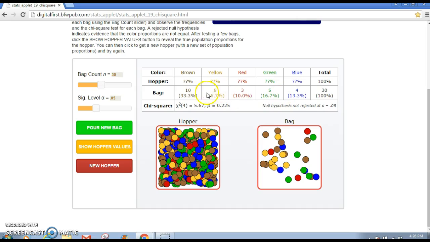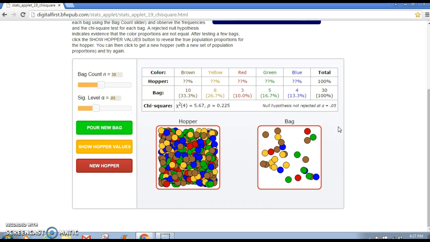Okay, so we have a little variation here, and the question really is, is this due to sampling variability, or is this due to the fact that the colors are not distributed equally in the hopper? We could see here again a new chi-squared value for our sample. We have a large p-value, so again we're not going to reject H0.